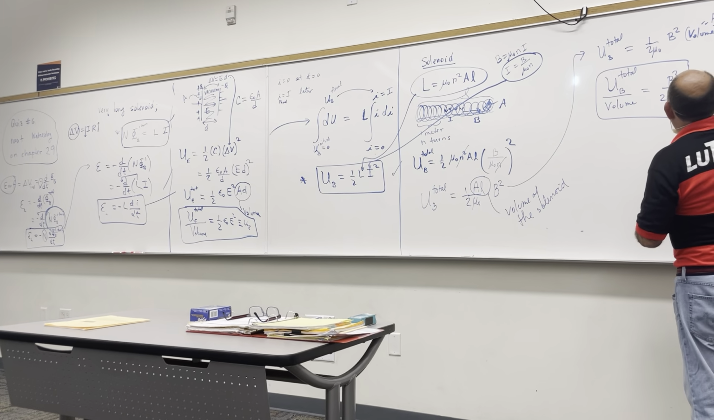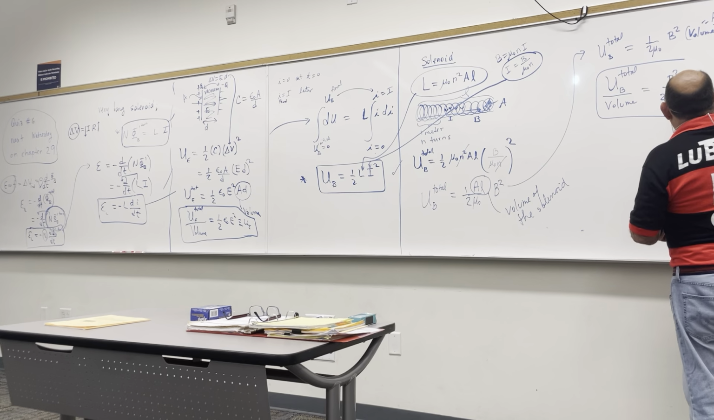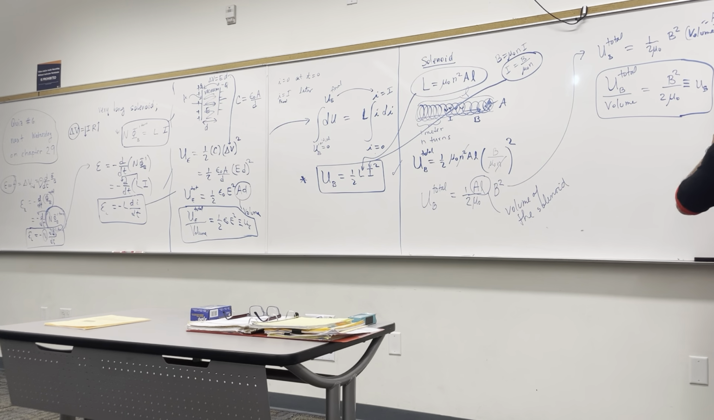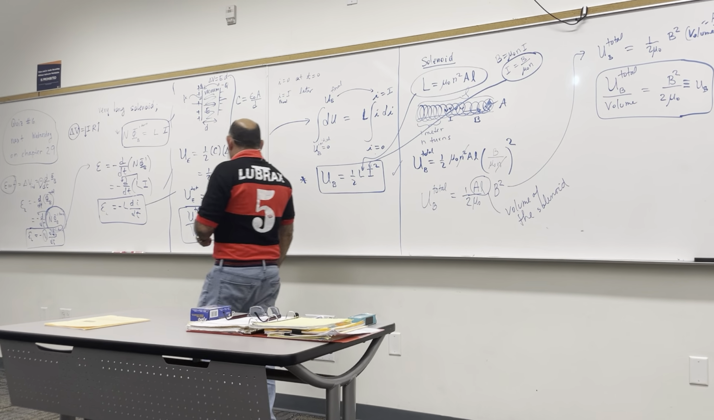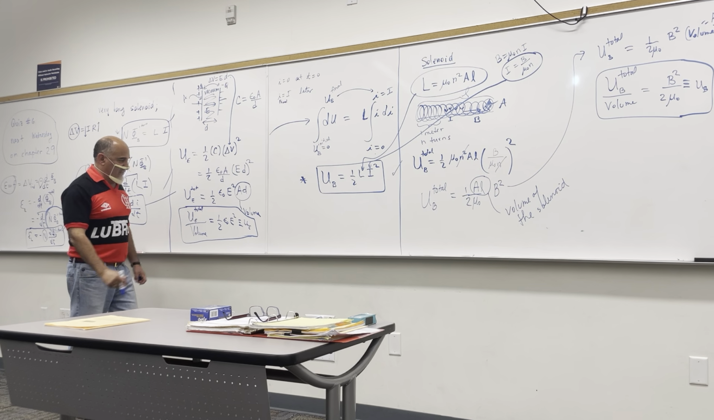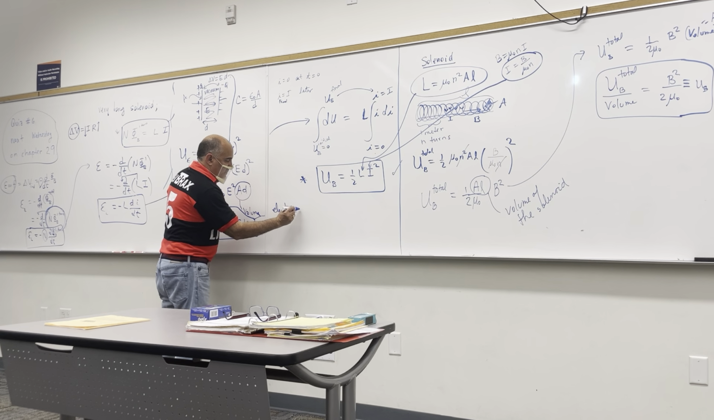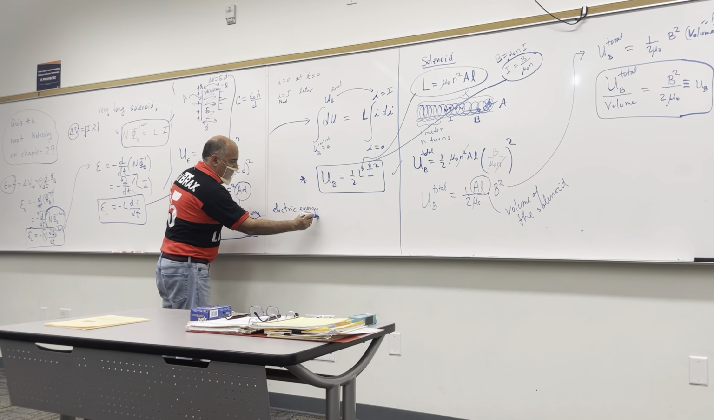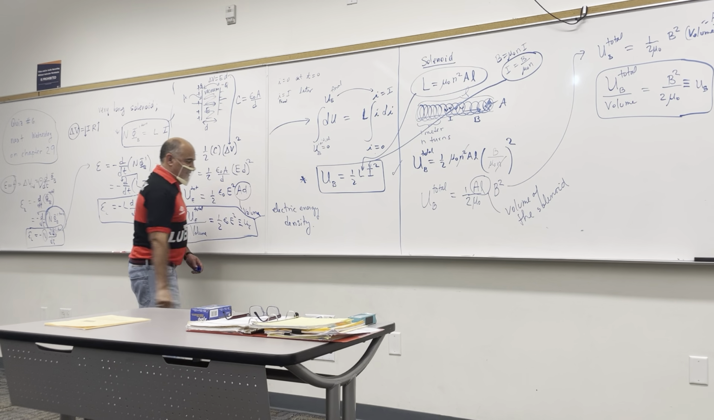And this is oftentimes written as lowercase u. This is called the magnetic energy, and because it is per unit volume, it's the magnetic energy density. This one here is the total electrical energy per unit volume. So this one is called electric energy density. That's what it's called.